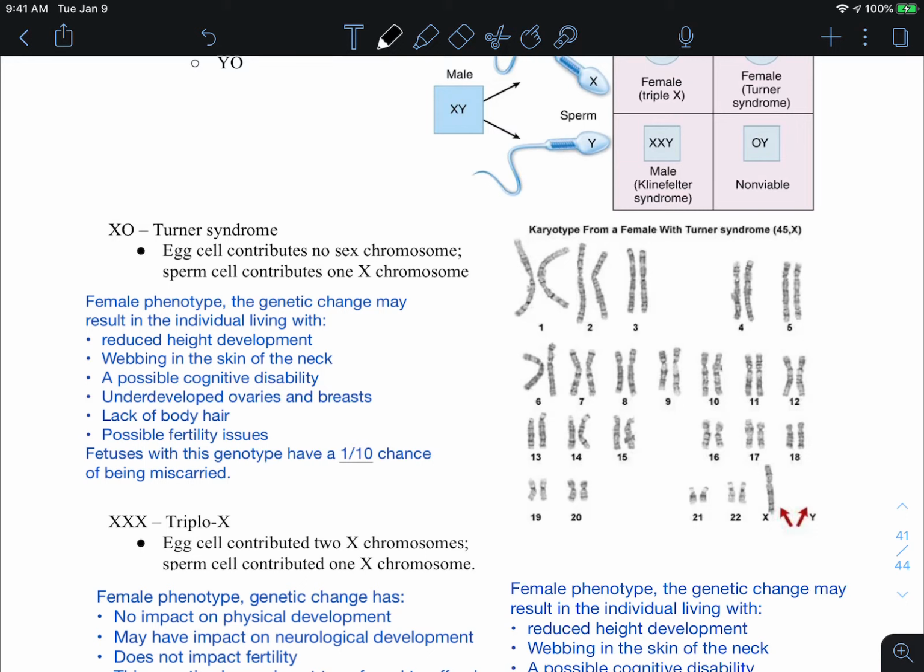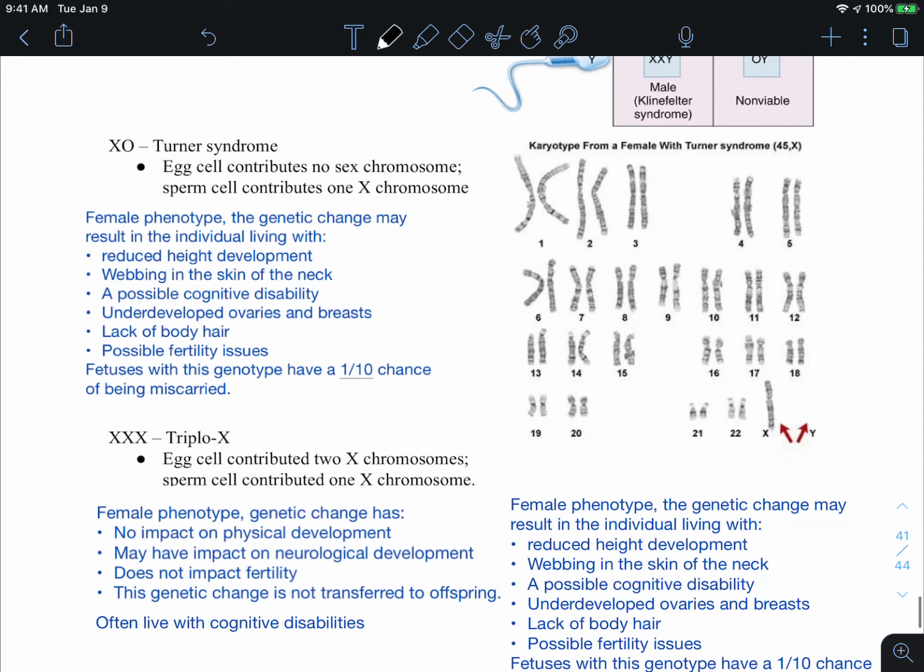Fetuses with this genotype do have a 1 in 10 chance of being miscarried. So it is not a particularly successful genotype for the fetus. And you can see here, this is the example of the karyotype, where you can see the missing chromosome over here.